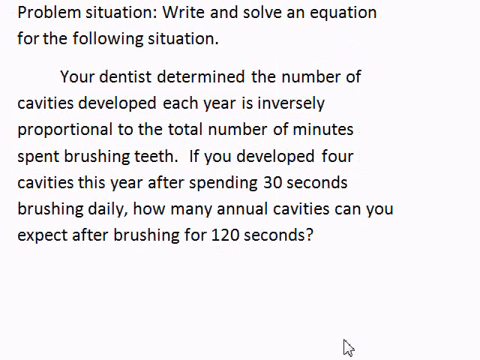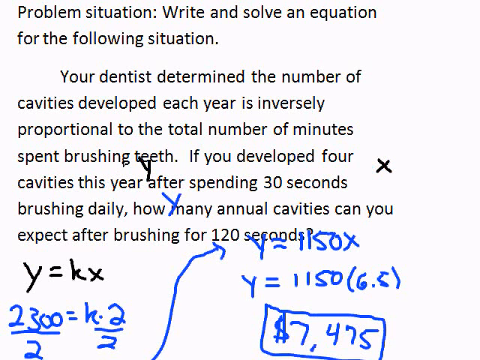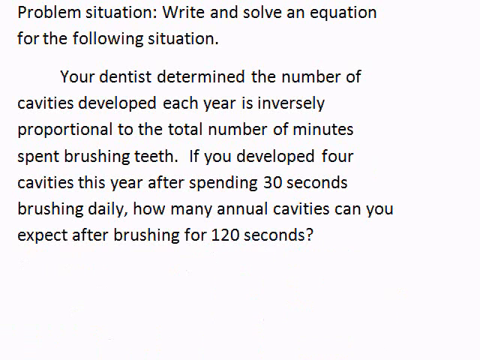Let's look at an inverse variation situation. Your dentist determined that the number of cavities developed each year is inversely proportionate to the total number of minutes spent brushing your teeth. If you developed 4 cavities this year after spending 30 seconds brushing daily, how many annual cavities can you expect after brushing for 120 seconds? As you're reading through this problem, you might have noticed that the word was not directly proportionate. The words they used in this example were inversely proportionate.